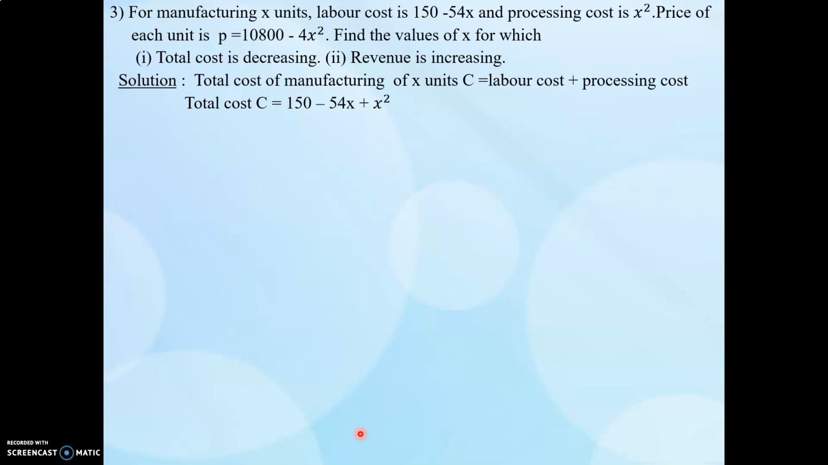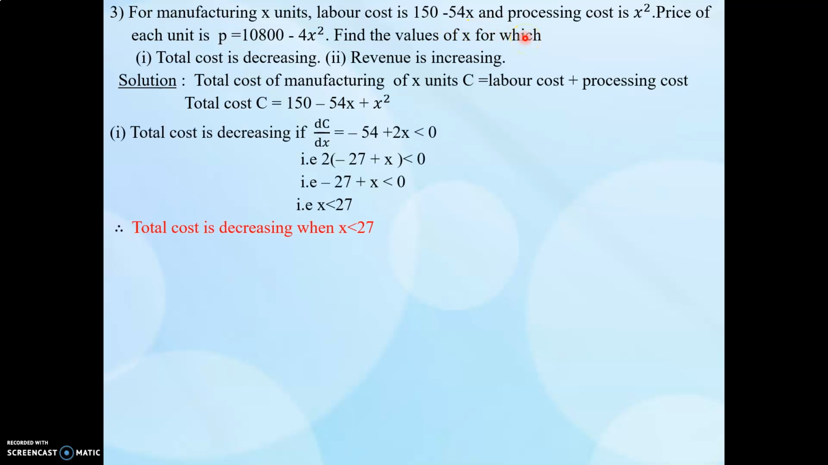Next question is: for manufacturing x units, labor cost is 150 minus 54x and processing cost is x square. Price of each unit is P is equal to 10,800 minus 4x square. Find the values of x for which total cost is decreasing and revenue is increasing. This is the question. So the total cost of manufacturing x units, C, you can find by adding labor cost plus processing cost. So C is equal to 150 minus 54x plus x square. You are adding both functions.